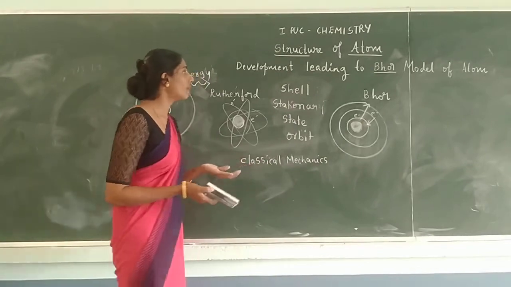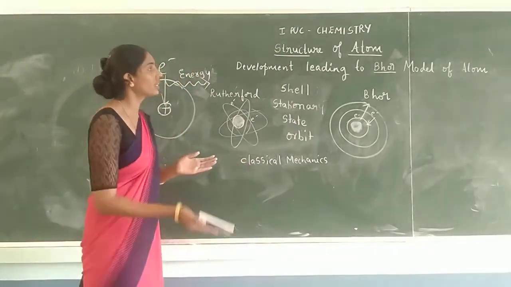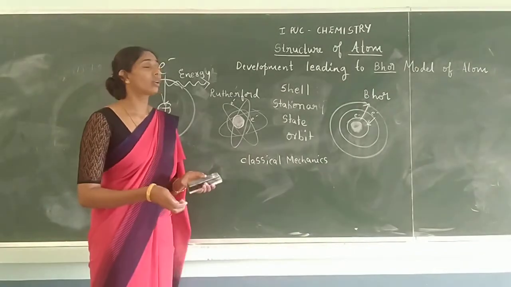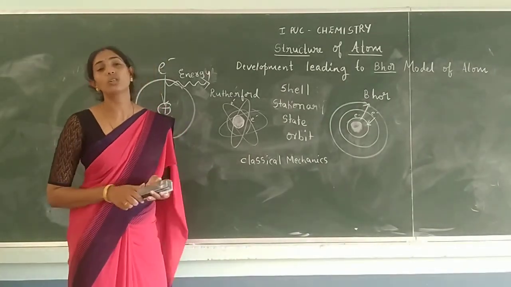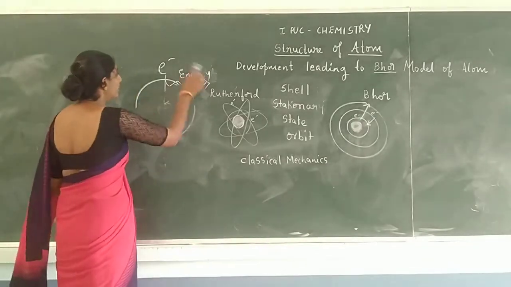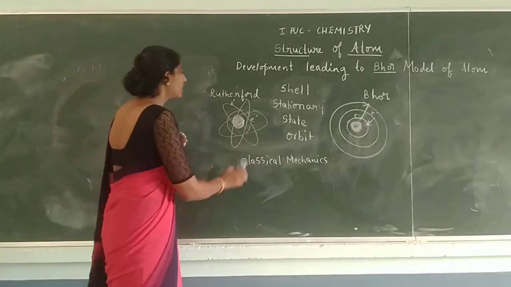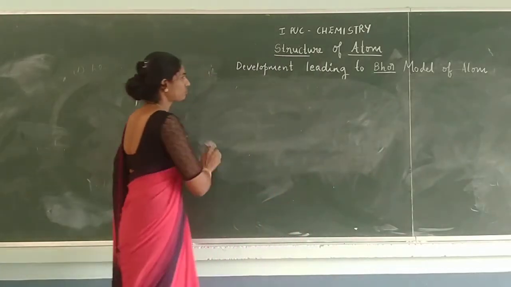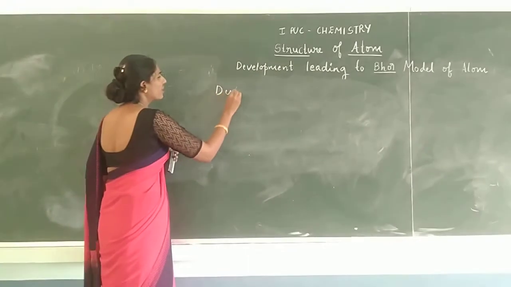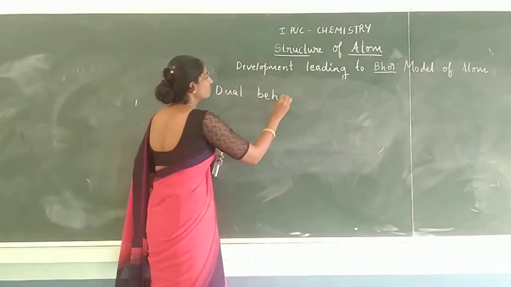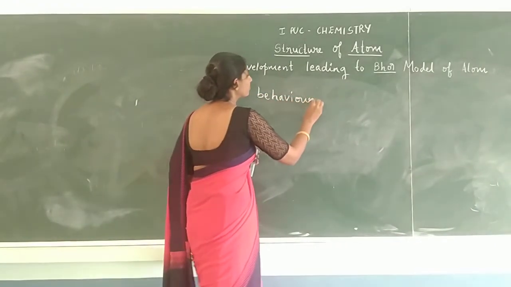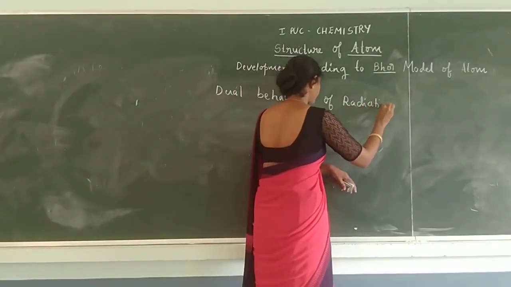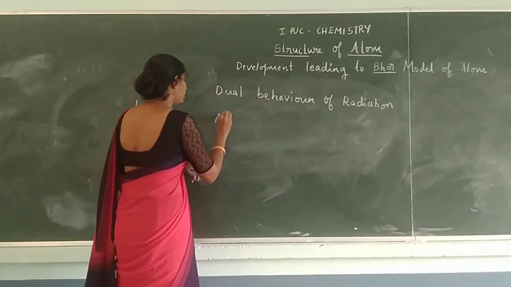So what are the discoveries before giving the Bohr model of the atom? There were some discoveries that give more information to propose the Bohr model of the hydrogen atom. That is the dual behavior of radiation and the atomic spectrum.